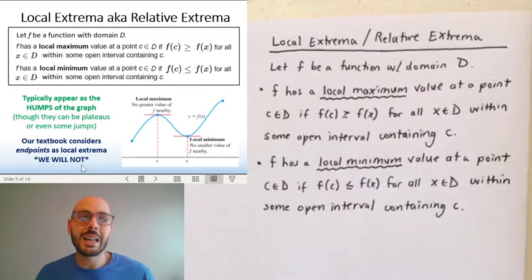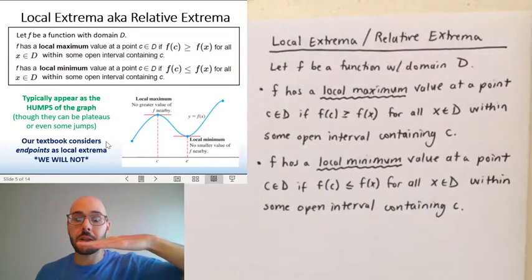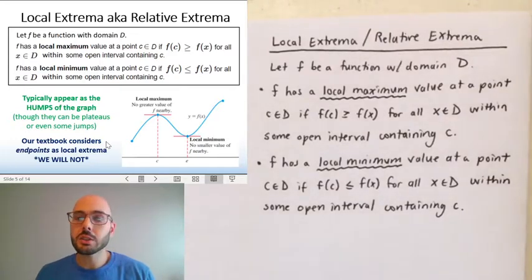So I'm looking at the slide now. As a reminder, these typically appear as the humps of the graph, although they can be a little bit different. They can technically be, I call them plateaus, which are flat areas on a graph. And they can also be some jumps as well, which we'll see very soon in an upcoming example. Here are some nice pictures of local maximums and minimums.